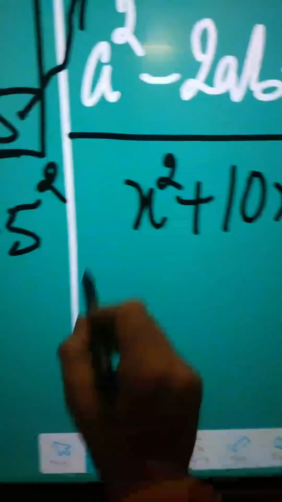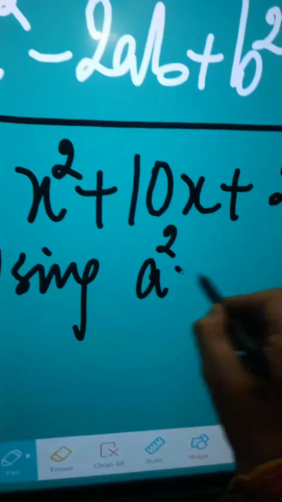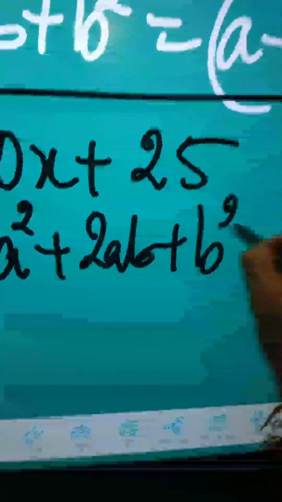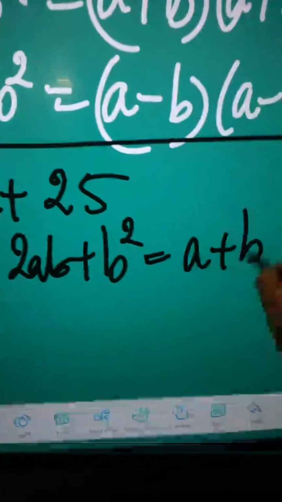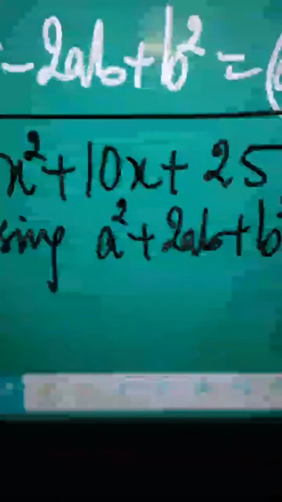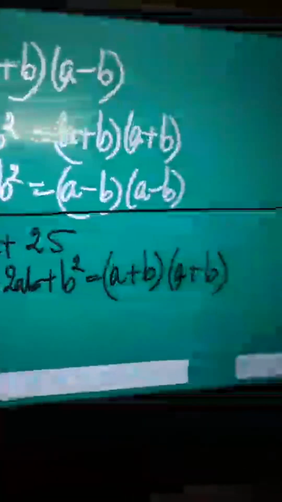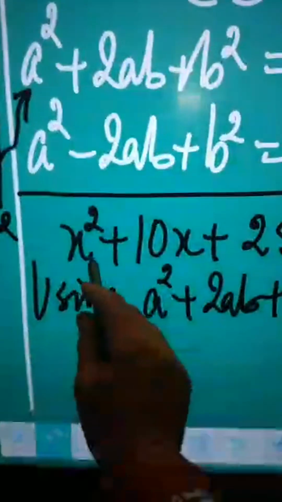So how will you solve? You will first write the formula. A square plus 2ab plus b square is equal to, write it in factor form, a plus b and a plus b. A square plus 2ab plus b square is equal to a plus b into a plus b. Now write your question according to formula.